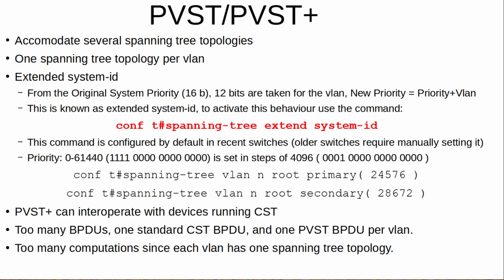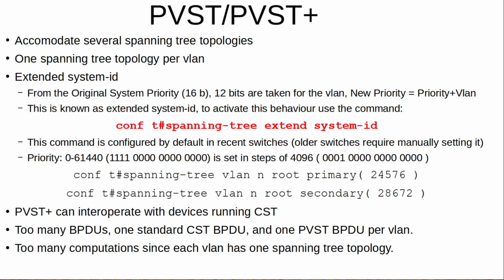Cisco has its own technology known as per VLAN spanning tree that will accommodate one spanning tree topology per VLAN. It also uses the extended system ID that takes 12 bits out of the original system priority to store the VLAN number. In order for this to happen, the switch must have the command spanning-tree extended system-id, which is configured by default in recent switches, but for older switches you will have to enter it manually.